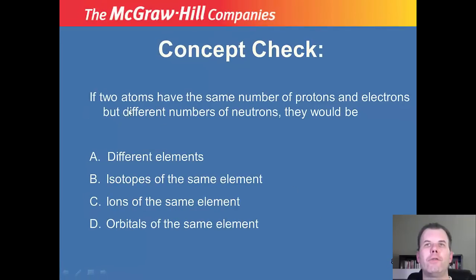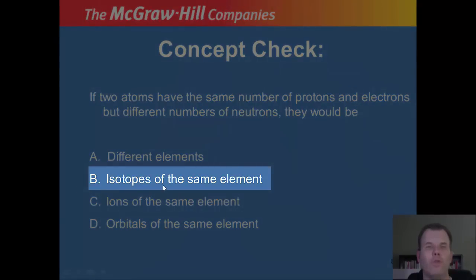All right. So if 2 atoms have the same number of protons and electrons, but different number of neutrons, they are called what? Different elements, isotopes of an element, ions, or orbitals. I'll give you a second to answer that. If you said isotopes, you are correct.